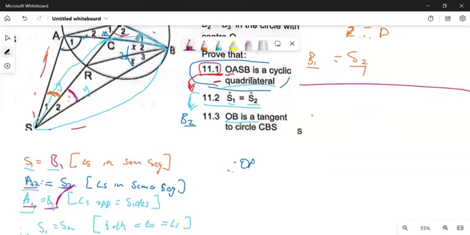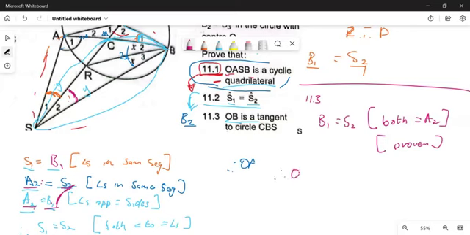So when we do this, I'll write it here: 11.3. How do I prove that this thing is a tangent? First, B1 is equal to S2, and my reason here is that both are equal to A2. Or if you don't want to say this, you can say that it has already been proven in the previous question. And therefore it makes OB a tangent.